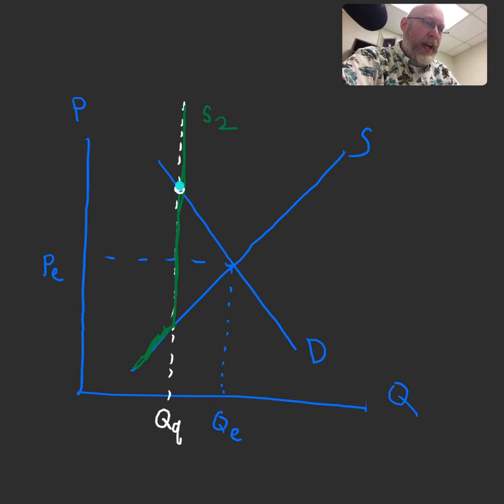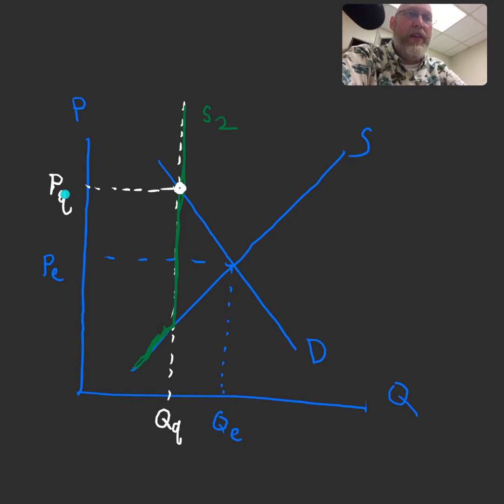And what we end up having is a situation where at this point right here, this is the price, we're going to call it PQ, where the Q stands for quota, that's going to be in place when the quota happens. Basically, we pulled the supply curve back and forced the market to operate at this higher price. And that's the basic concept of a production quota. We put an upward pressure on price.